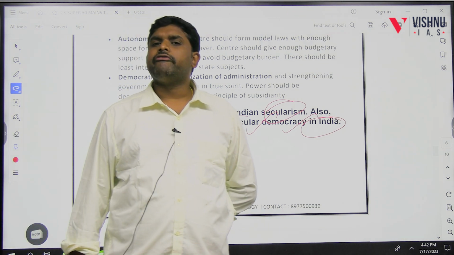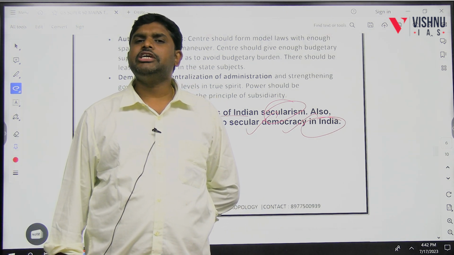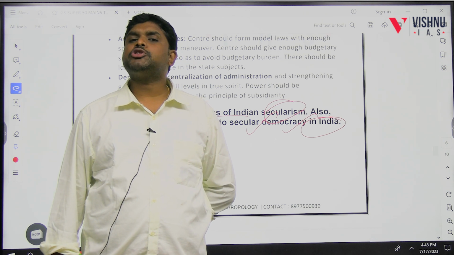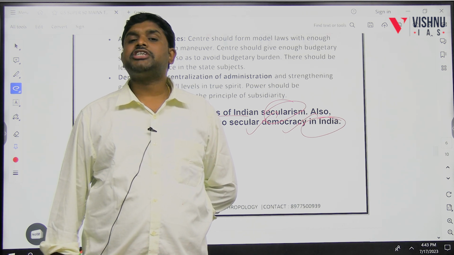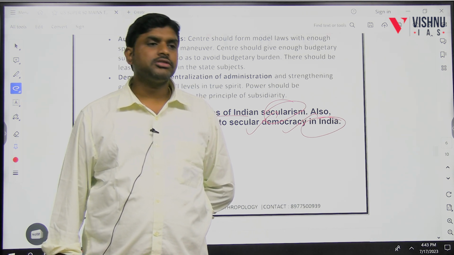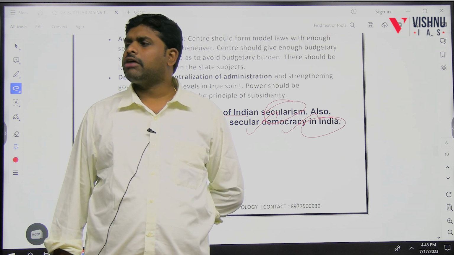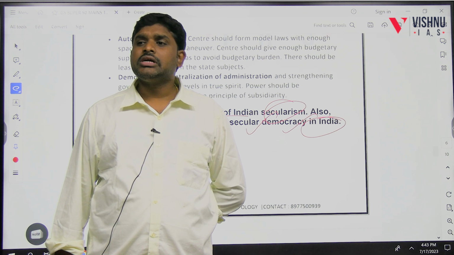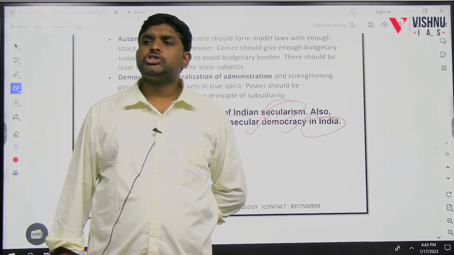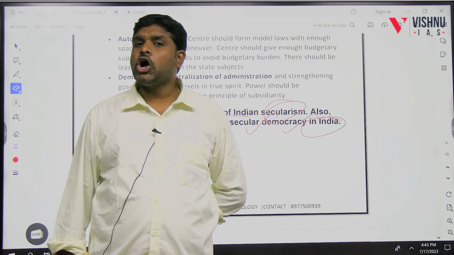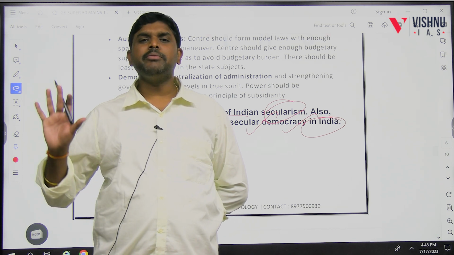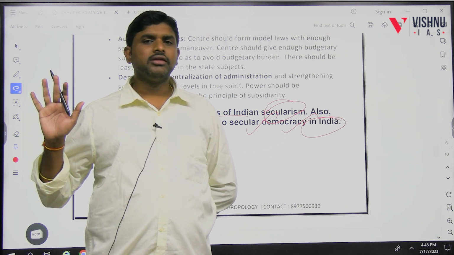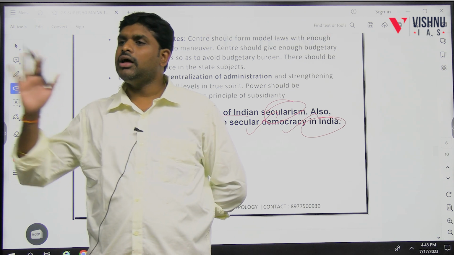Secularism, where the state doesn't have any religion. There is a complete absence of state religion, but the state will be treating all religions equally. India's secular principle is called positive secularism. Why? Because the state will not stop religion, nor will it invite religion. The state will act neutrally with all the religions.